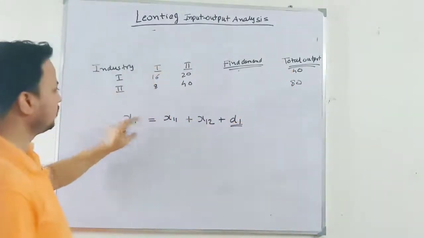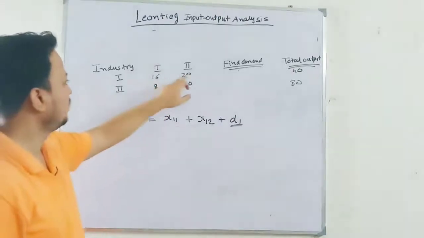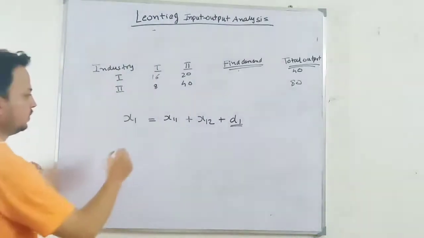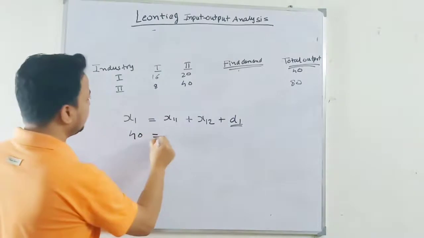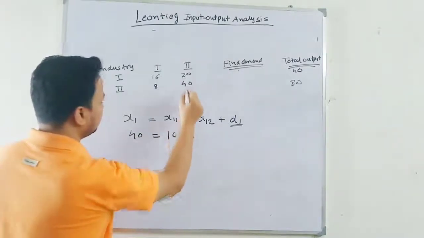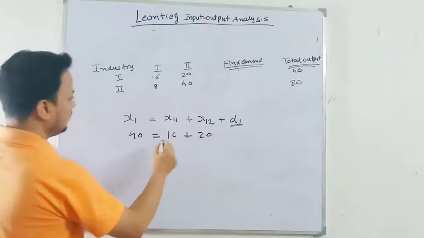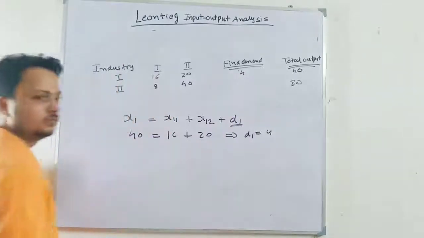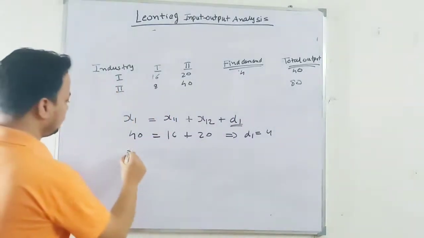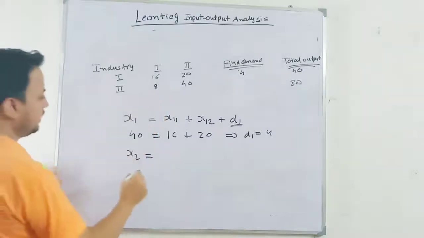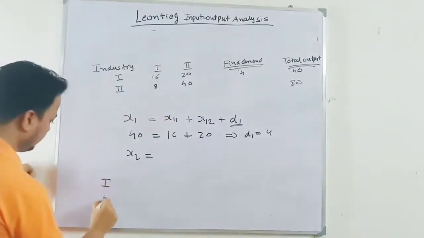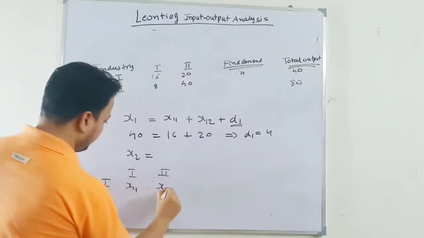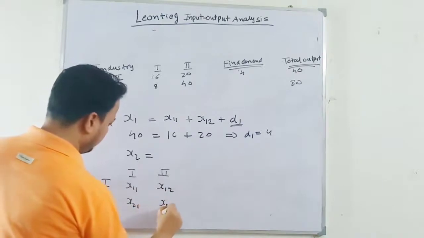So I have three pieces of information. I take out the gross demand X1 of industry 1. So it will be 40 equals 16 plus 20 plus D1, so D1 will be 4. Similarly, take out D2 for industry 2. You remember that. I write down this one: first industry, second industry, X11, X12, X21, X22.